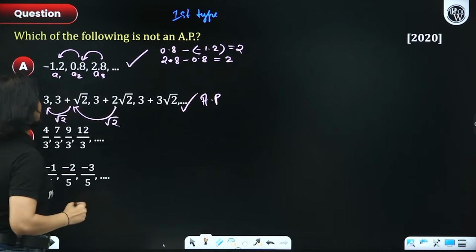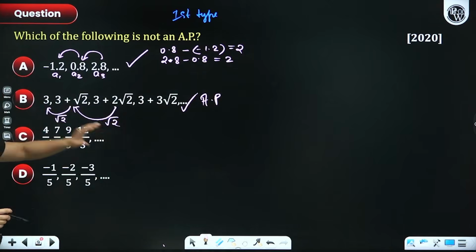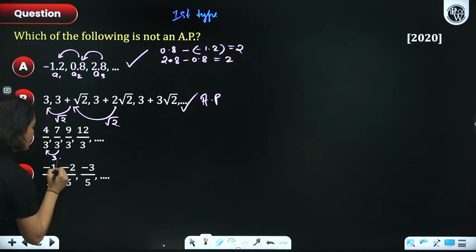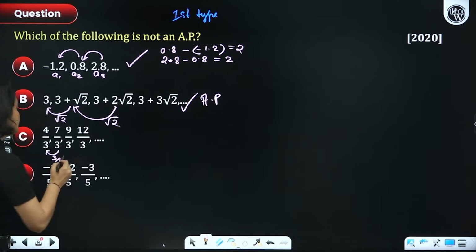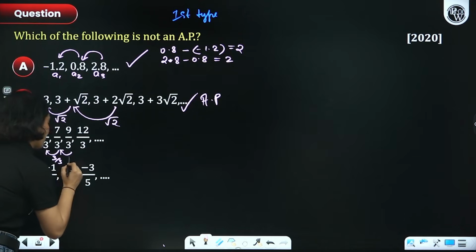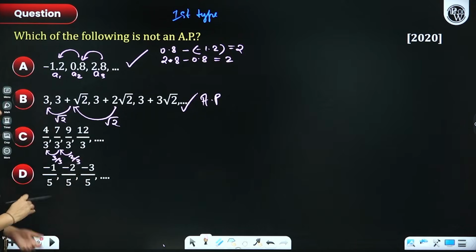Okay? Chalo. 4 by 3, 7 by 3 and so on. Let's do this one. So first of all, 7 by 3 minus 4 by 3, everyone, you will get 3 by 3. Yes? 9 by 3 minus 7 by 3, everyone, what would you get? 2 by 3. Okay, here's the problem. A2 minus A1 is 3 by 3, while A3 minus A2 is what? It is 2 by 3.